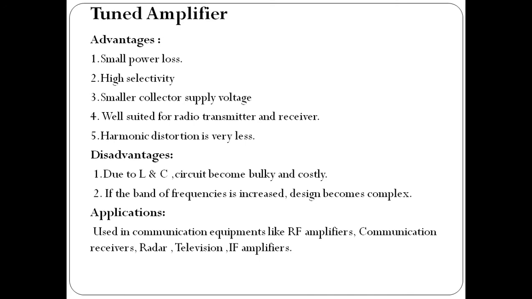And the third one is a smaller collector supply voltage. A smaller collector supply voltage VCC is used because of the lower reactance in the parallel tuned circuit, and this is well suited for radio transmitters and receivers. The harmonic distortion is also very low in the case of a tuned amplifier circuit.